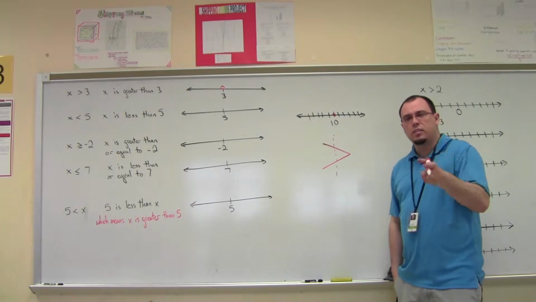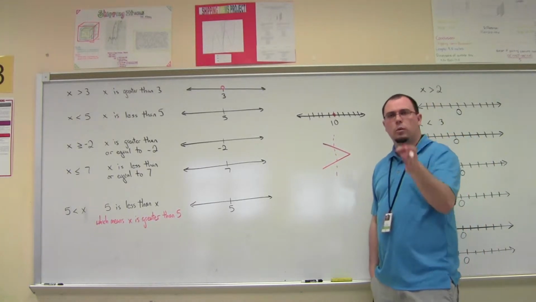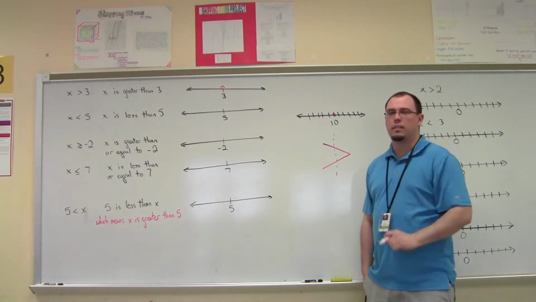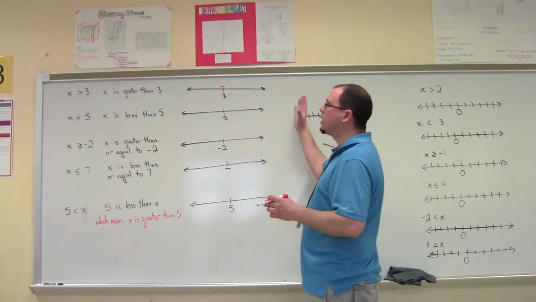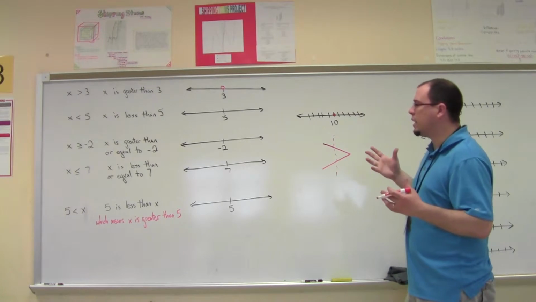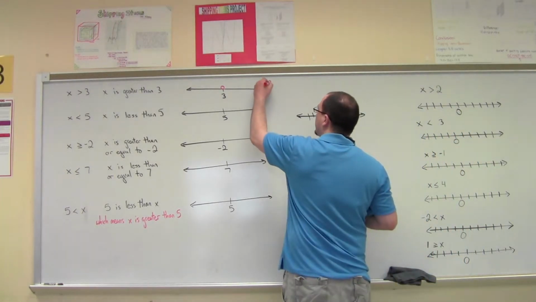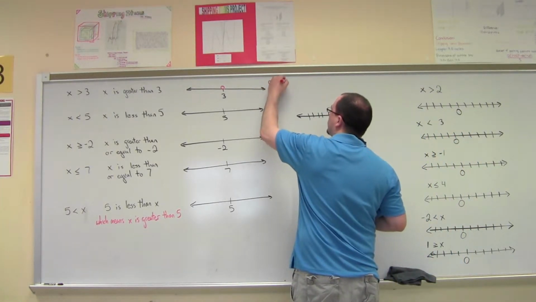It's showing this is the border. It doesn't equal this number, but we're going to start here. So that's what that means. Now we're going to find which direction is greater than. When we're shading on this line, greater than is always going to be on the right side.